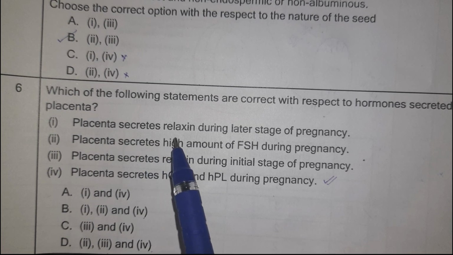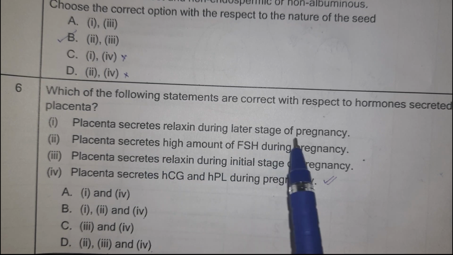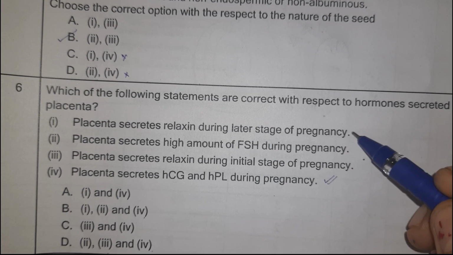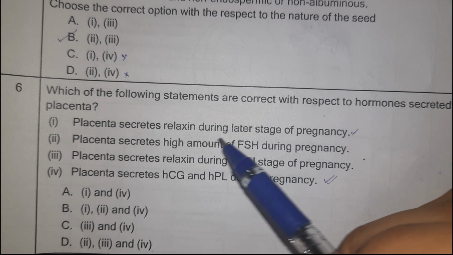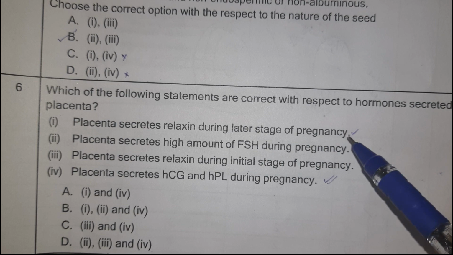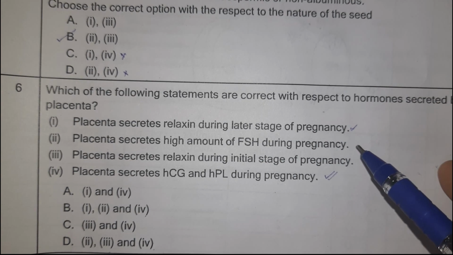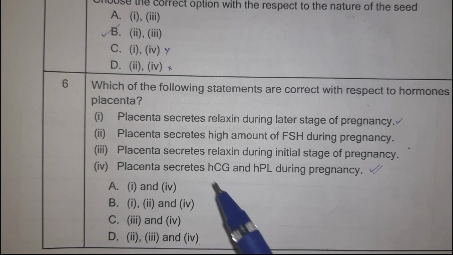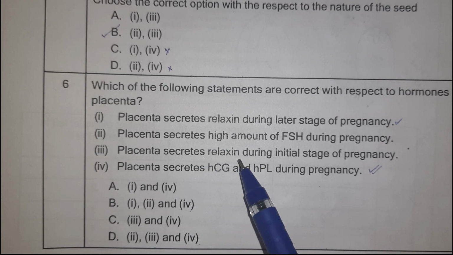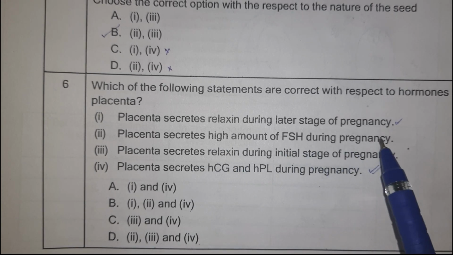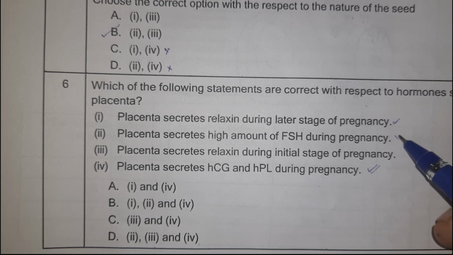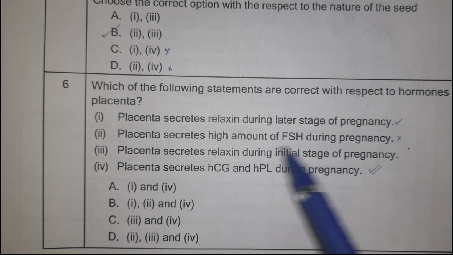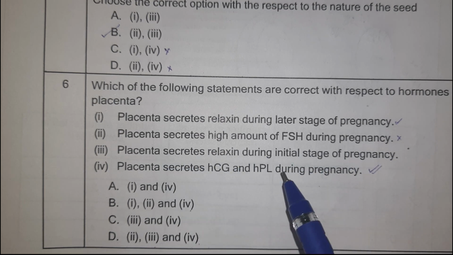Placenta secretes relaxin during the later stage of pregnancy. This is a correct statement. It secretes relaxin during the later stage of pregnancy. Next, placenta secretes a high amount of FSH during pregnancy. This statement is false, as FSH is not secreted by the placenta. That's why statement 2 is incorrect.